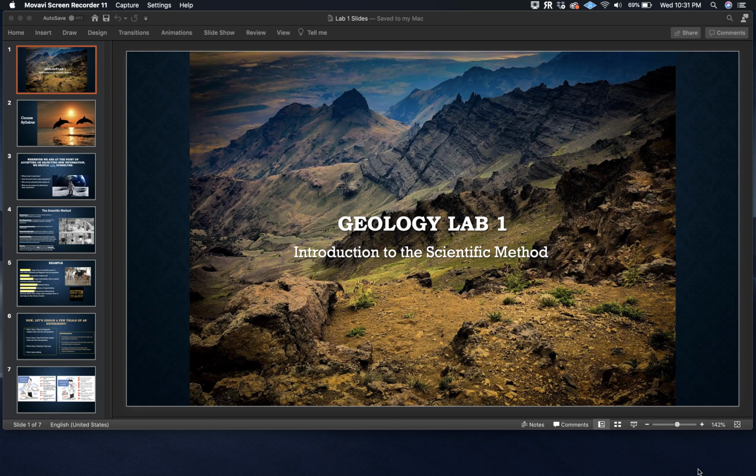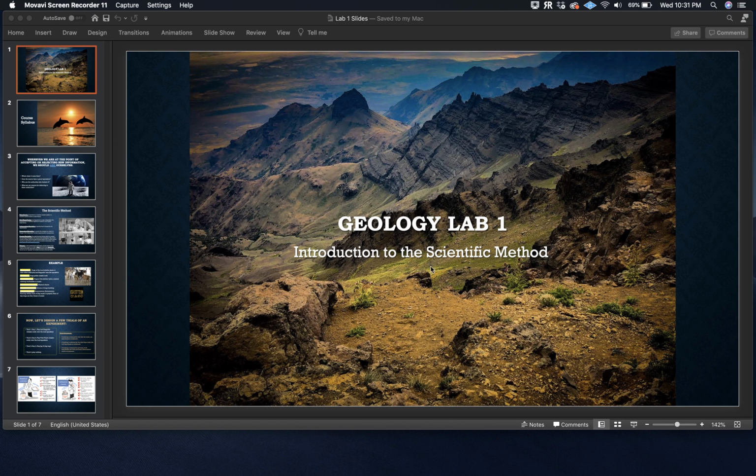Laboratory 1, Introduction to the Scientific Method. In any science class, the first lecture will usually incorporate a discussion on something called the scientific method, whether that course is biology, chemistry, astronomy, physics, or geology. Every single science is held by the same standard. This is called the scientific method.